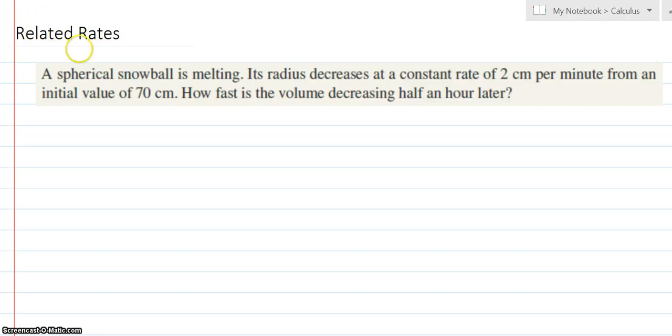In this video, we're going to look at related rates. We're going to look at problems where there are at least two changing variables and see how they're related. Let's start by looking at our first example.